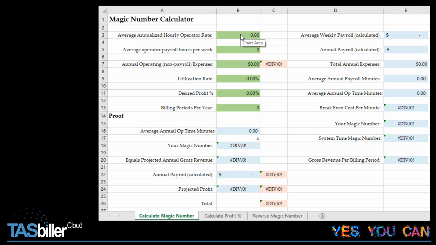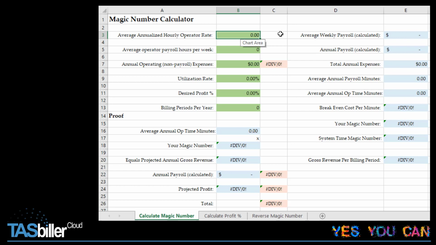Okay, this is the actual magic number calculator on an Excel spreadsheet. In an effort to make the numbers as legible as possible, I've focused the recording area on just the numeric area, left the chart area off. Let's start with, we're going to use my real numbers.